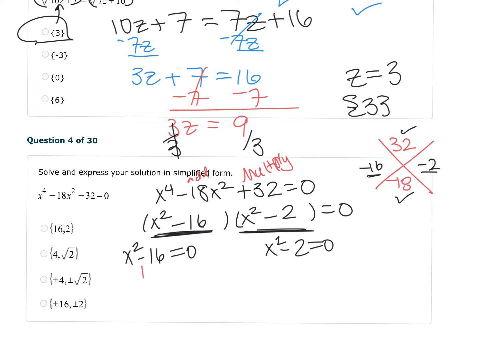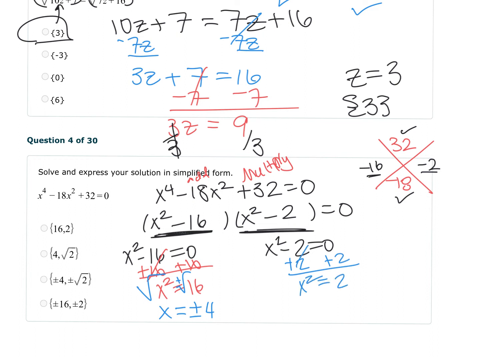So then I would add 16 to both sides. And I get x squared equals 16. I take the square root. I don't forget the plus or minus. And the square root of 16 is 4. So I get plus or minus 4. Over here, I would add 2 to both sides. Take the square root of both sides, and I get plus or minus the square root of 2, which is this answer.